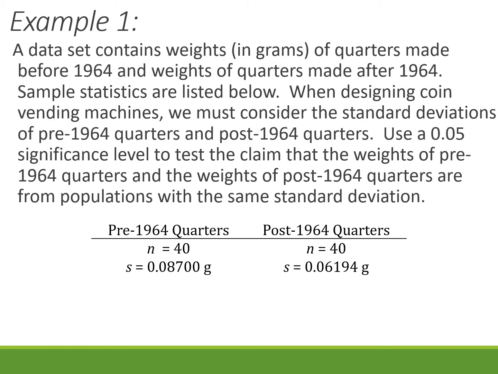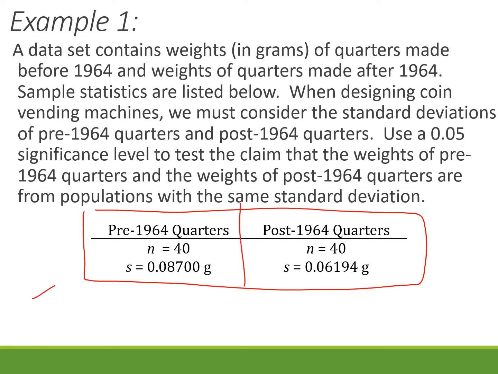In our first example here, we have two samples of quarters. Some were made before 1964, some were made after. We're looking at their weights and more specifically, the variation of these weights. A lot of times it'll give you the mean along with the standard deviations, but for these problems, we only care about the standard deviations, and this important information is organized in this table here. We have our pre-1964 quarters and their standard deviation, and the same thing for the post-1964 quarters.